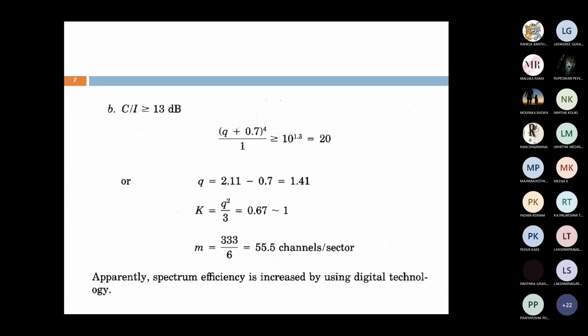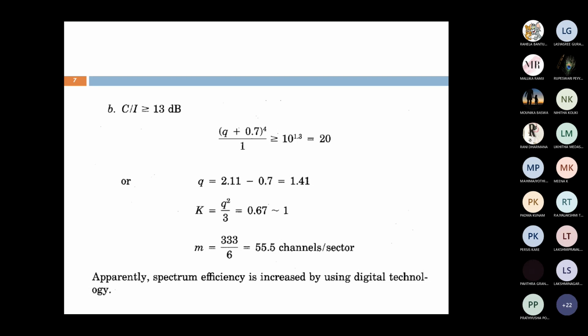And case B is C by I is greater than or equal to 13 dB. Then calculate the Q value first, that is Q plus 0.7 power 4 divided by 1 is greater than or equal to 10 power 1.3, which is equal to 20. Then Q equal to 1.141. Then K is approximately 1. That is only a single cell is there. A single cell is divided into 6 parts. That's why the total number of channels per sector M is equal to 333 divided by 6, which is equal to 55.5 channels per sector.